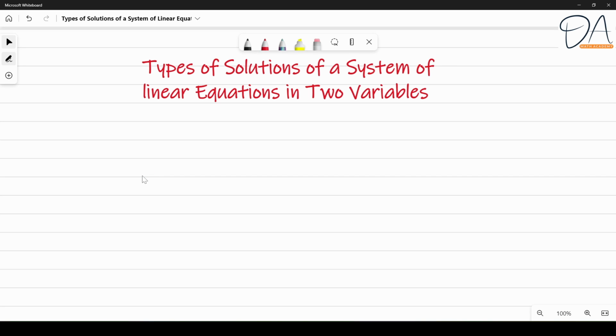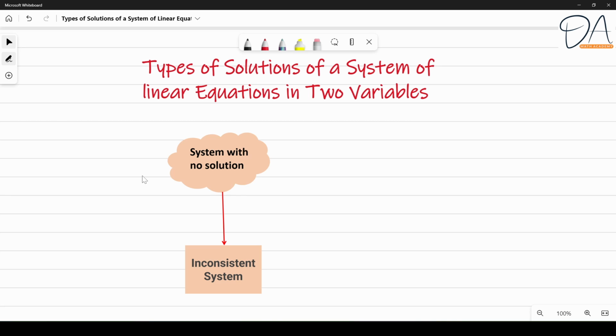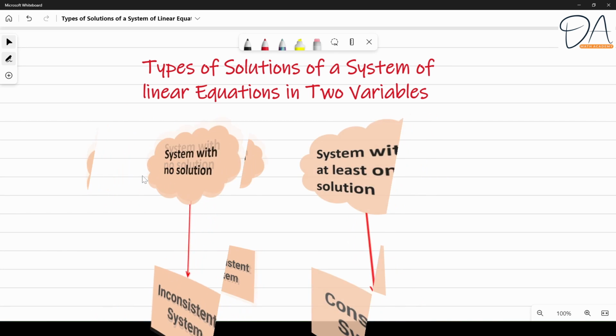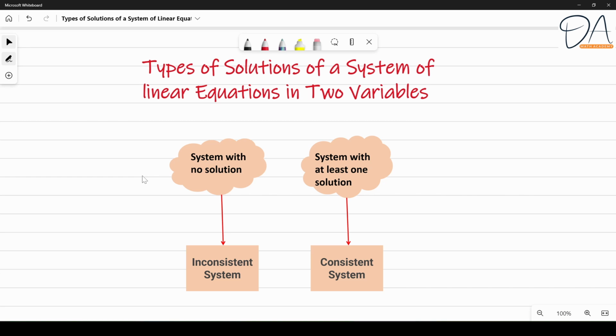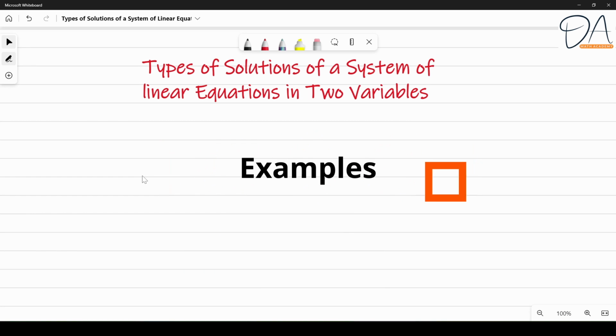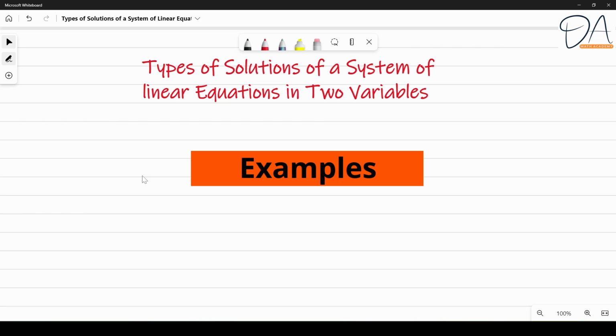Now, it is worth mentioning here that a system with no solution is called an inconsistent system, while a system that has at least one solution is called a consistent system. So let's go over examples to illustrate how to determine the type of solution. Note that you can determine the type of solution graphically, and you can refer to another video on the channel if you want to do that. But in this video, we'll focus on the algebraic solution to determine the type.